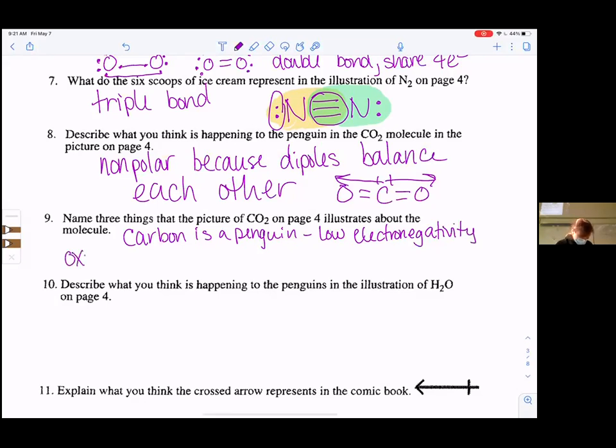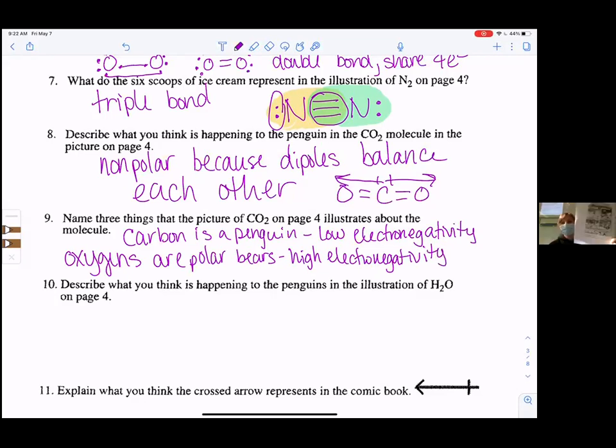And your oxygens are polar bears. So high electronegativity. It is such a long word. I'm with you, Travis. And then look at how many, what are these called? Ice cream scoops. How many ice cream scoops are they sharing in each spot? 4. Yep. So they're sharing 4 electrons because there are double bonds. So 4 ice cream scoops because of the double bonds.